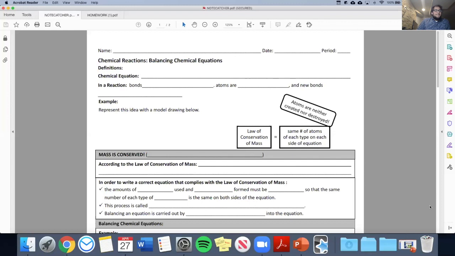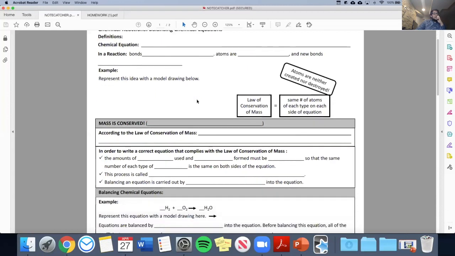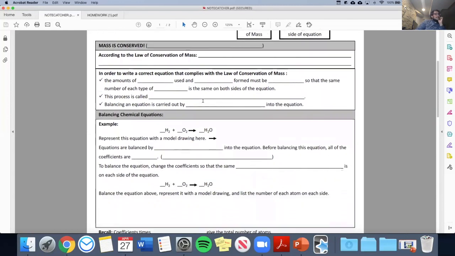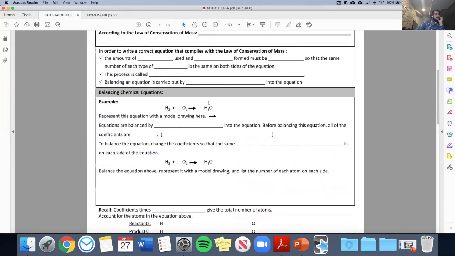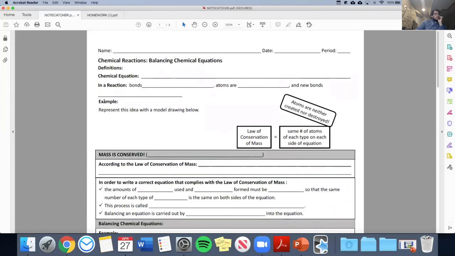Okay, so the first thing you'll need, if you look at my screen here, I shared my screen with everybody. The first thing you're going to need is this handout. And so this lays out nicely a lot of the ideas that we looked at in lesson 1, especially through that BrainPop video and through the virtual lab, re-emphasizing all the main points so that you have them all in one note catcher.